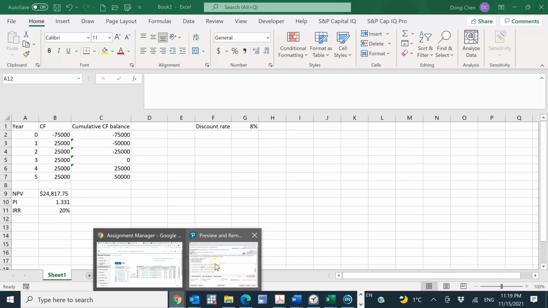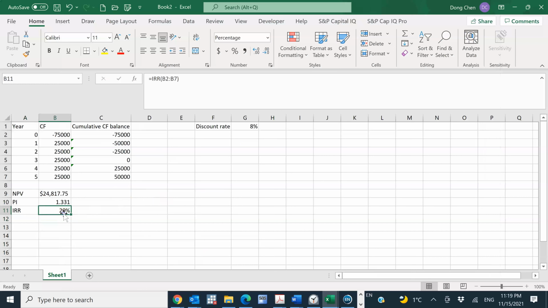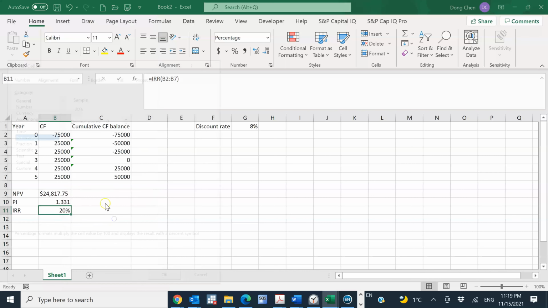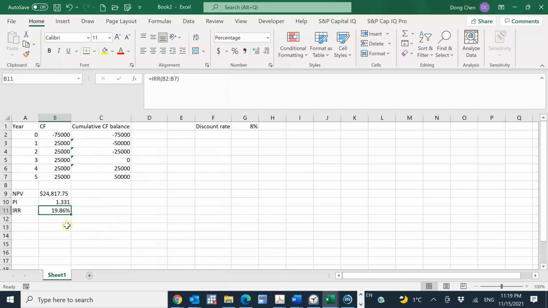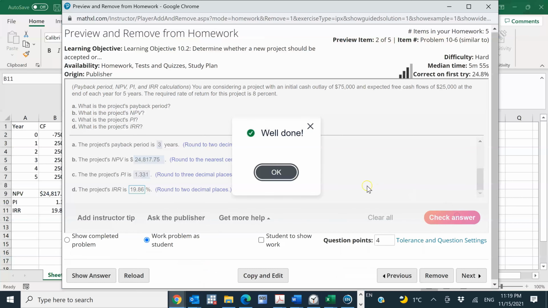But we need to be very careful and go back and check the rounding requirement, round to 2 decimal places, and now change the format of the cell and keep 2 decimal places. Once you keep 2 decimal places, you can see that the number changes to 19.86%. So the reason we got 20% earlier was because we kept 0 decimal places. So now that should be the correct answer, 19.86%. And check my answer. We're done.